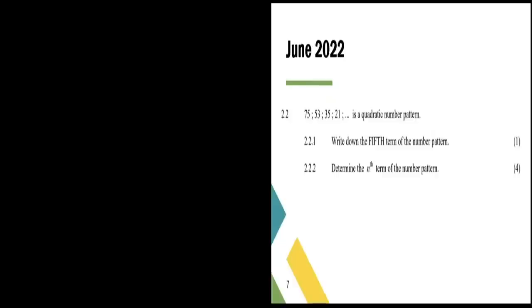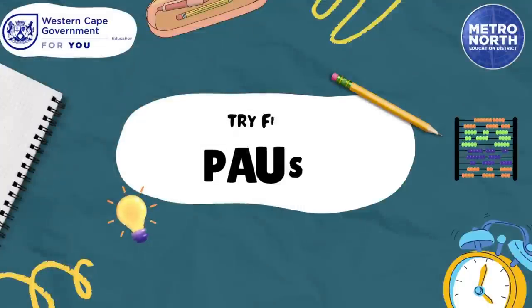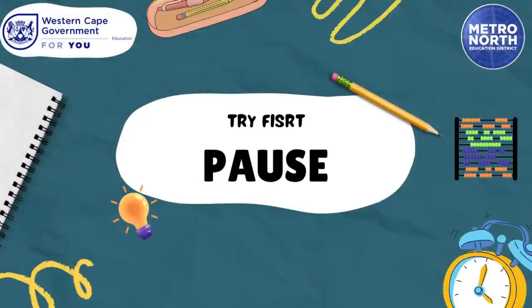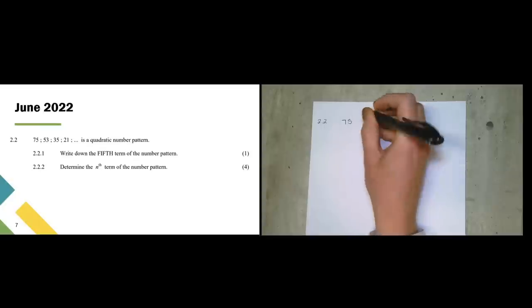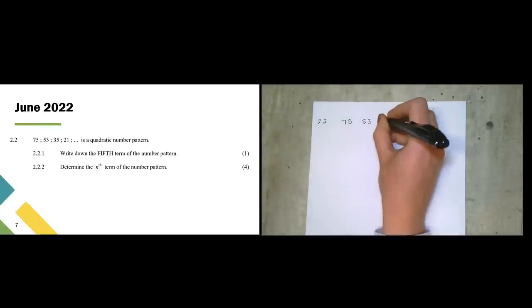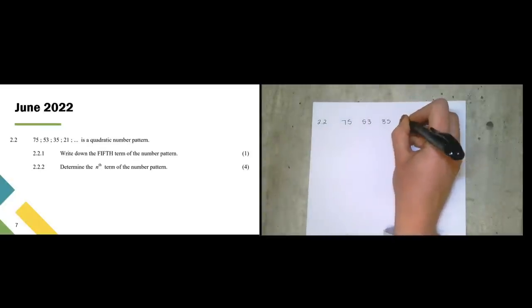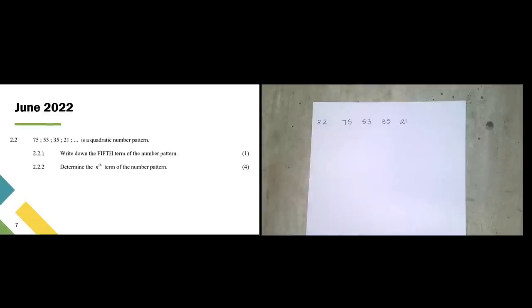Question 2.2 tells us 75, 53, 35, and 21 is a quadratic number pattern. We haven't looked at one like this in this video. Please remember there is a separate video on quadratic number patterns that you can go and look at if you need some revision on this. We are just going to go over this one as well. Write down the fifth term of this number pattern.